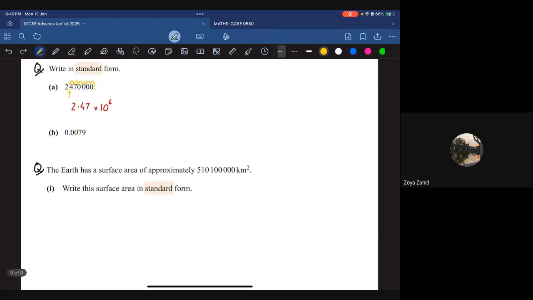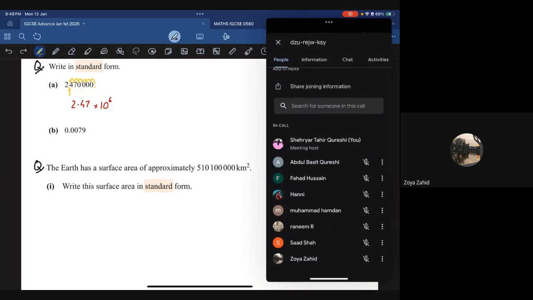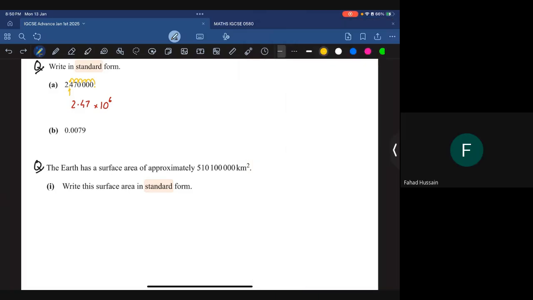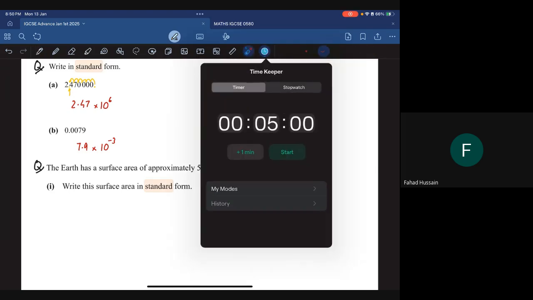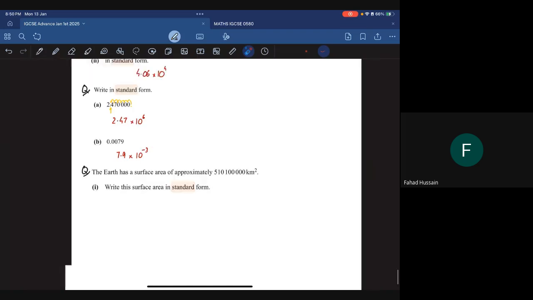Yes, Ranim, can you do part 2? Ranim. Sir didn't do the last question. All right, we'll get back to you. Fahad, what's part 2's answer? So 7.9 into 10 to the power of -3. Yes. Is there anyone who disagrees with Fahd? 10 raised to the power negative 3, Fahd? Yes, sir. Well done, Fahd. Looks to be right. Let's check. So this is 1, 2, 3. Yep, Fahd is right.